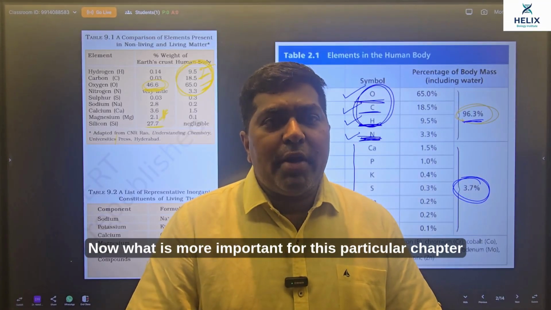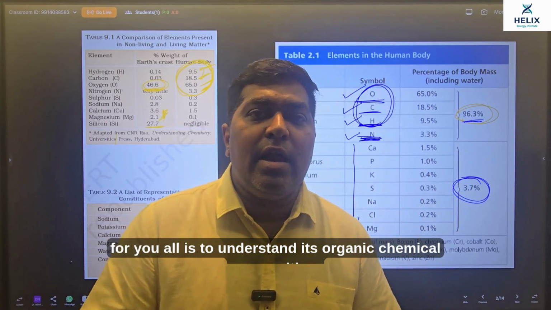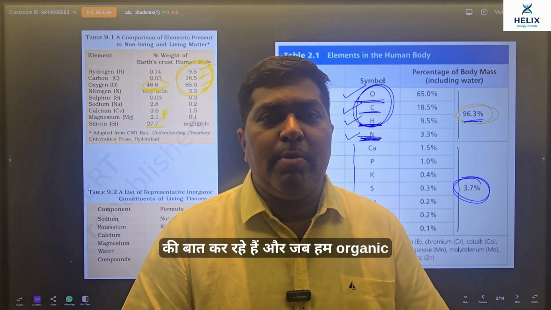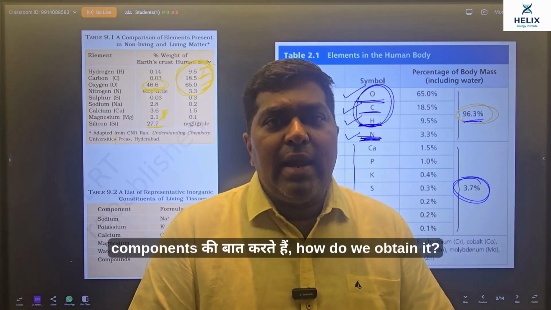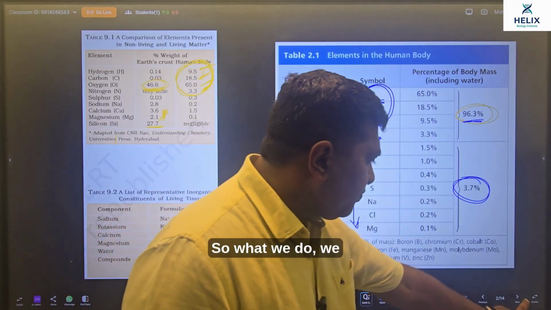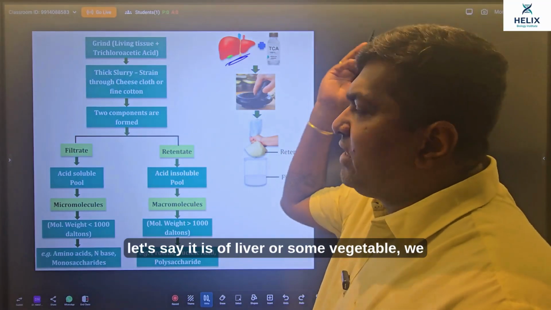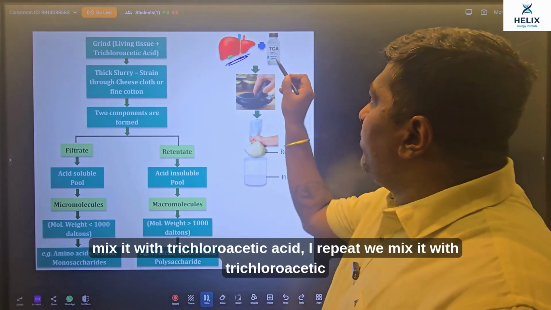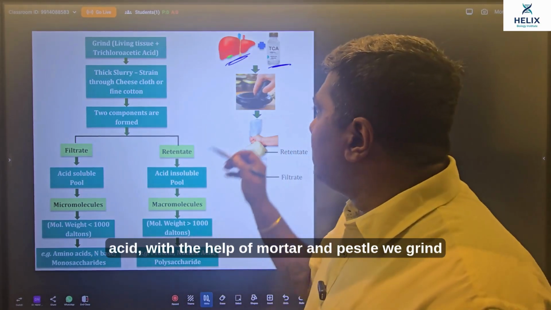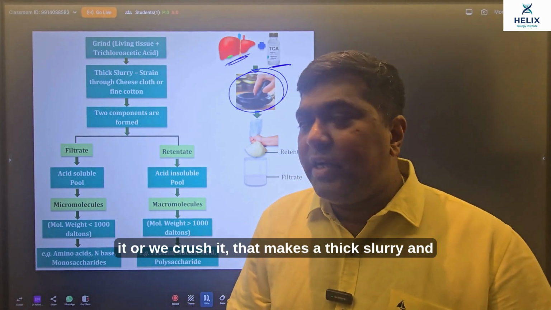Now, what is more important for this particular chapter is to understand its organic chemical composition. We are talking about biology, and in biology, about biomolecules, and when we talk about organic components, how do we obtain them? So what we do, we take a living cell, let's say of liver or some vegetable, and mix it with trichloroacetic acid. I repeat, we mix it with trichloroacetic acid. With the help of a mortar and pestle, we grind or crush it.